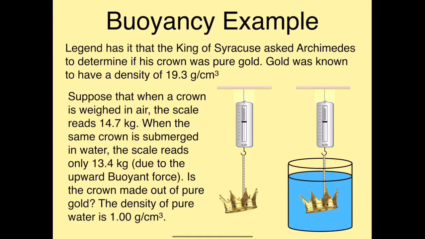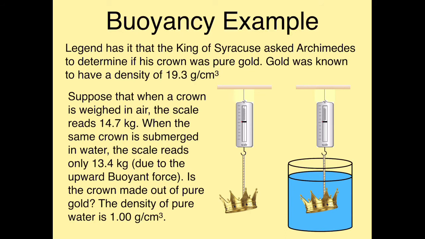Okay, so let's do another buoyancy example here. Legend has it that the king of Syracuse asked Archimedes to determine if his crown was made out of pure gold. Gold is known to have a density of 19.3 grams per cubic centimeter. So here we're going to outline an experiment you can do to determine if this crown is actually made out of pure gold or if it's made out of something else.